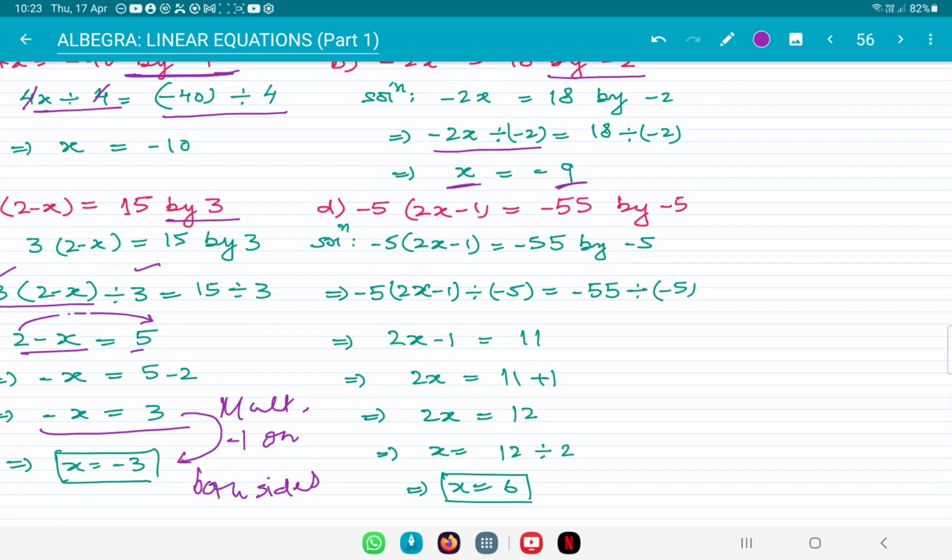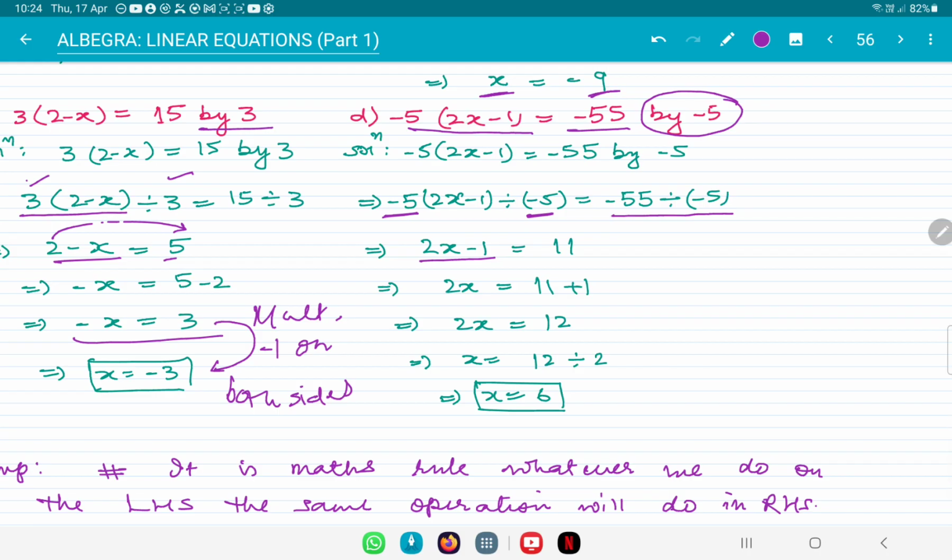Now the next question, D. Minus 5 bracket open 2x minus 1 is equal to minus 55, divided by minus 5. Here you can see that minus 5 is outside the bracket, and when we divide by minus 5, minus minus is plus, the 5 will cancel and we get 1. So only 2x minus 1 will be here. And on the right hand side, minus 55 divided by minus 5 gives 11.